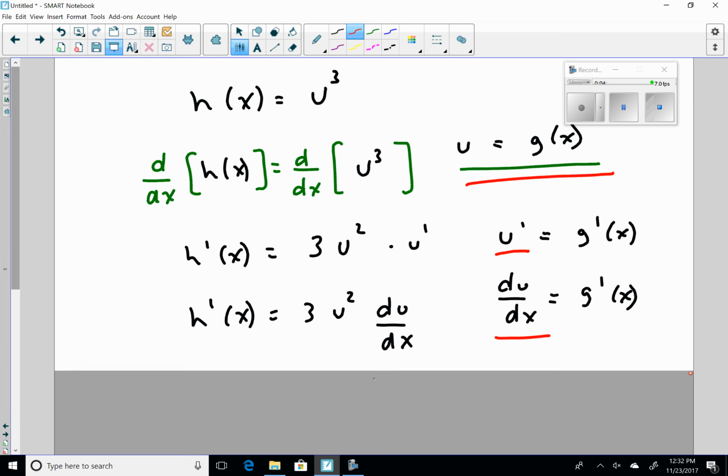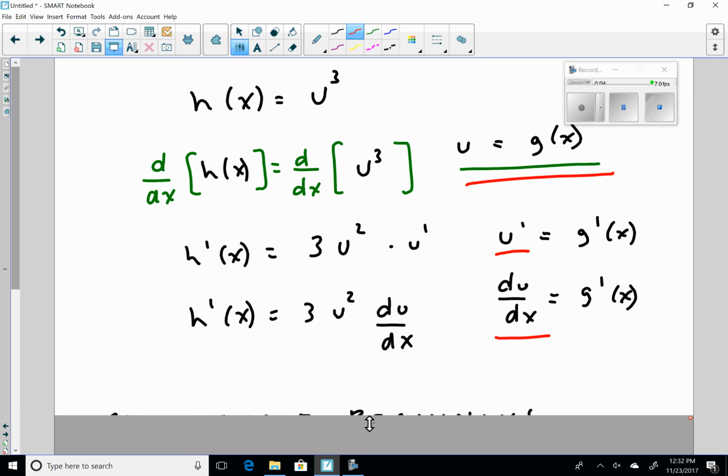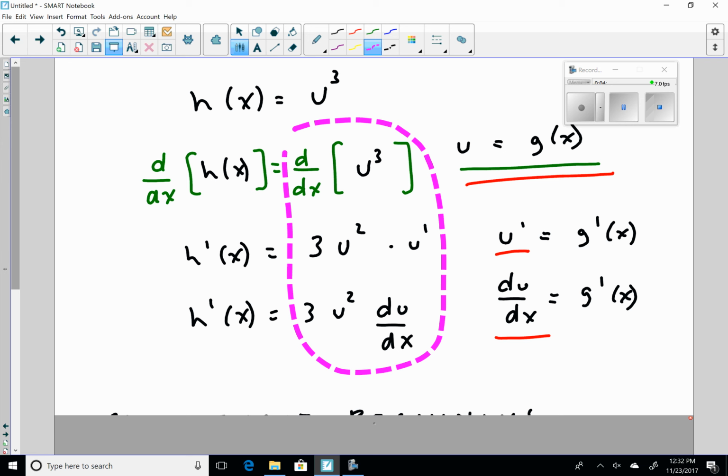What I would like for you to observe is the right side of these three equations, specifically what is circled here. So I apply the differentiation operator, d dx of u cubed, and I ended up with 3u squared du dx. Why? Because of the chain rule.